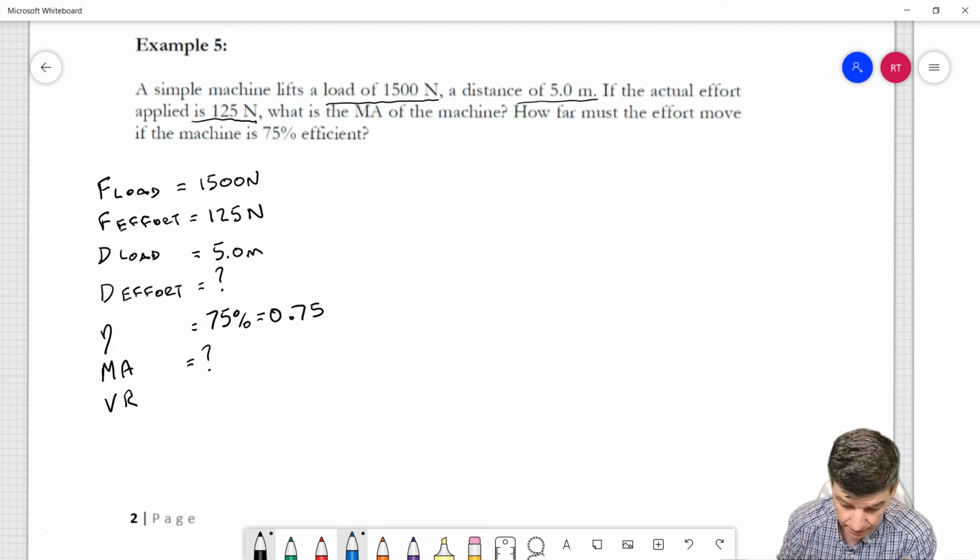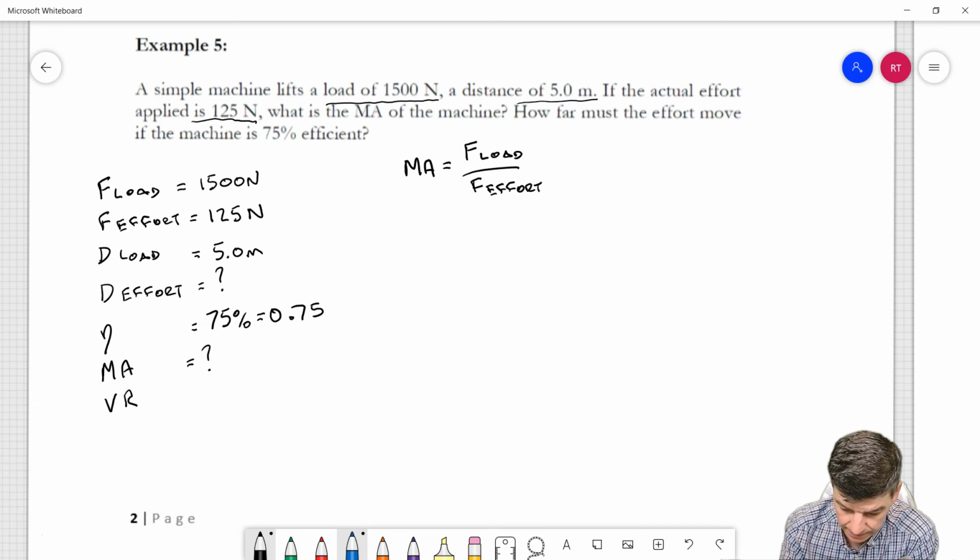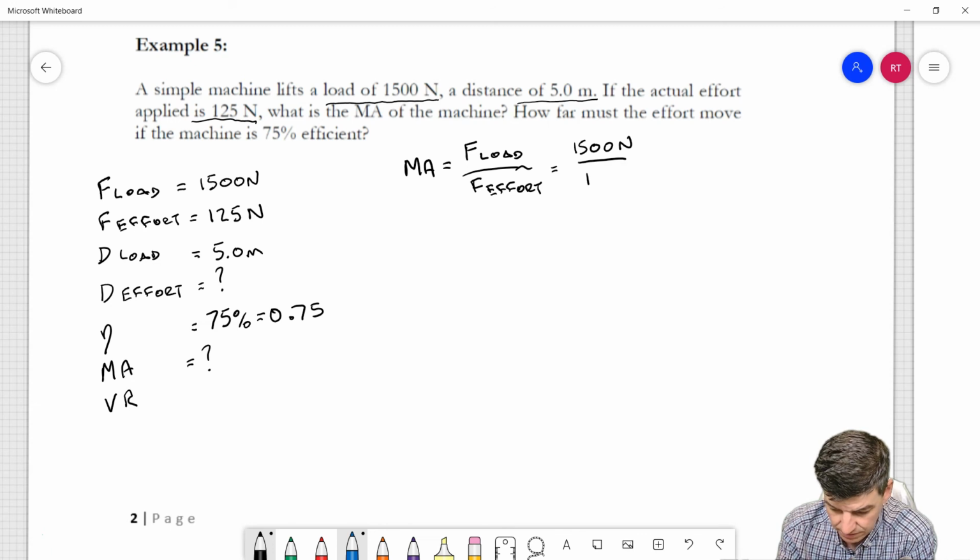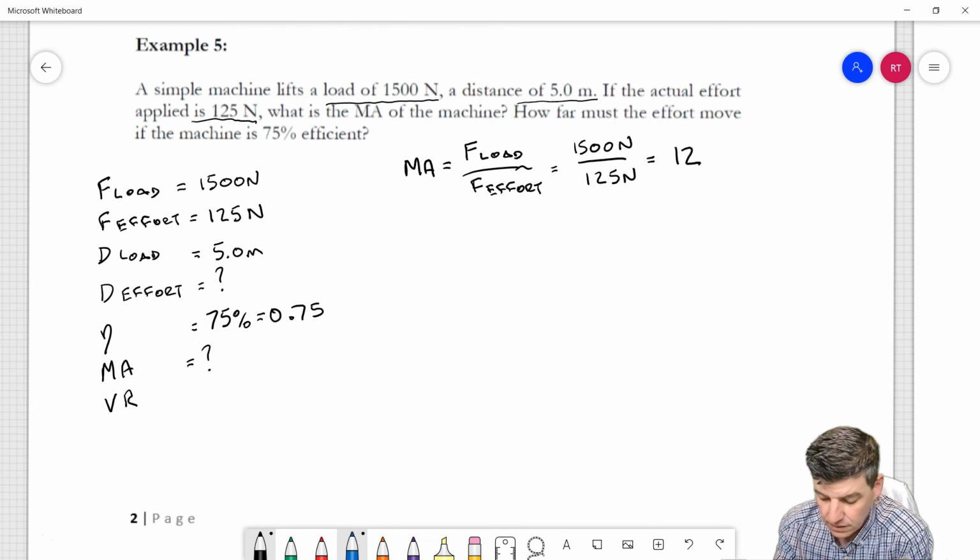Okay, so where do we start? Well, I have my two forces, and I can use that to find my MA. So MA is going to be the force of my load compared to the force of my effort. 1,500 newtons divided by 125 newtons, and that's going to equal 12. No units for MA, since newtons and newtons cancel out.